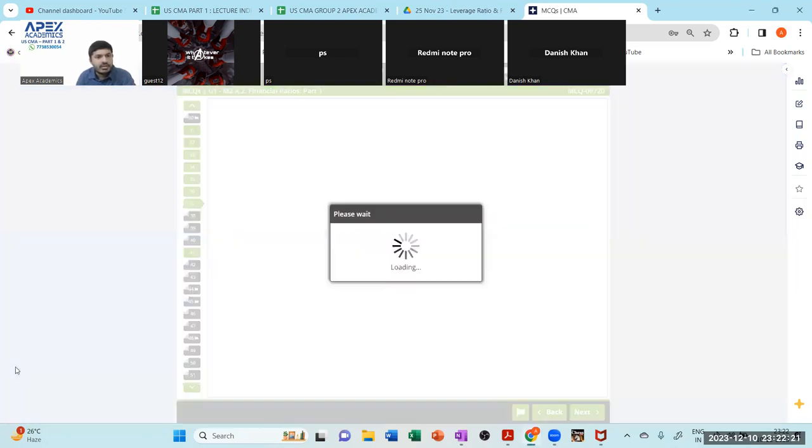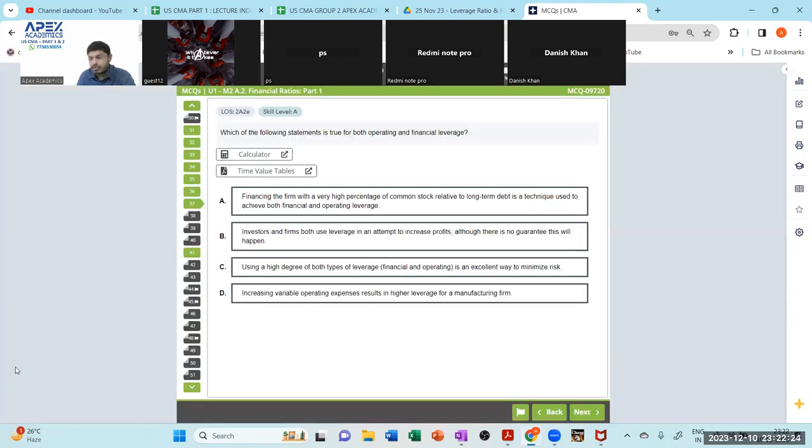Question number 37. Which of the following statements is true for both operating leverage and financial leverage? Financing the firm with a high percentage of common stock means equity relative to debt is a technique used to achieve both. No. If equity is greater than debt, financial leverage is less. Agreed or disagreed to my statement? Yes, sir. Investors and firms both use leverage as an attempt to increase profit, although there is no guarantee that this will happen. True.